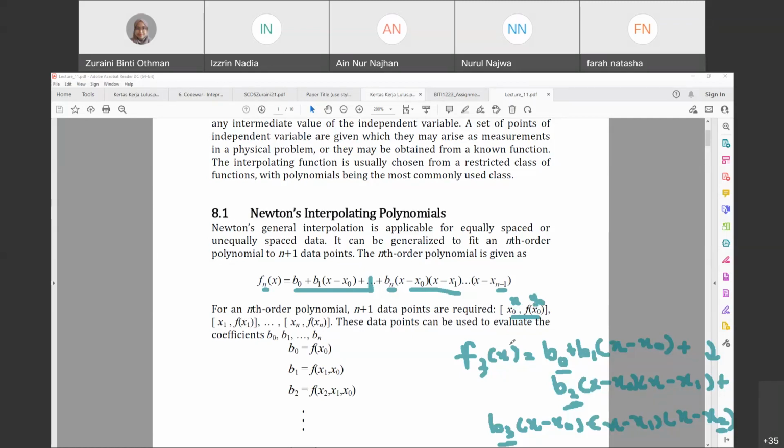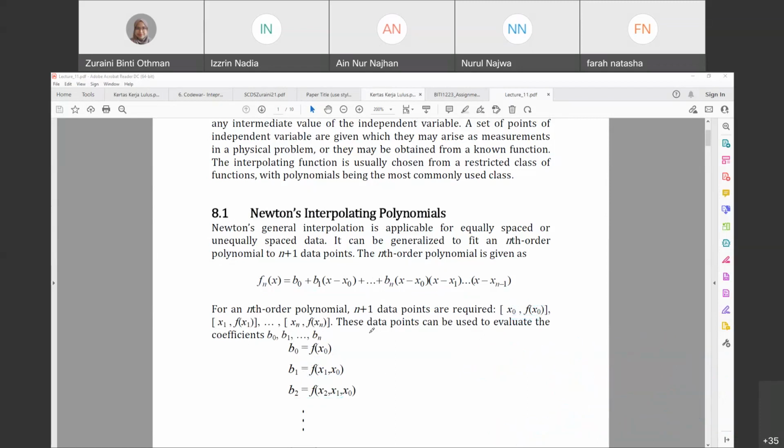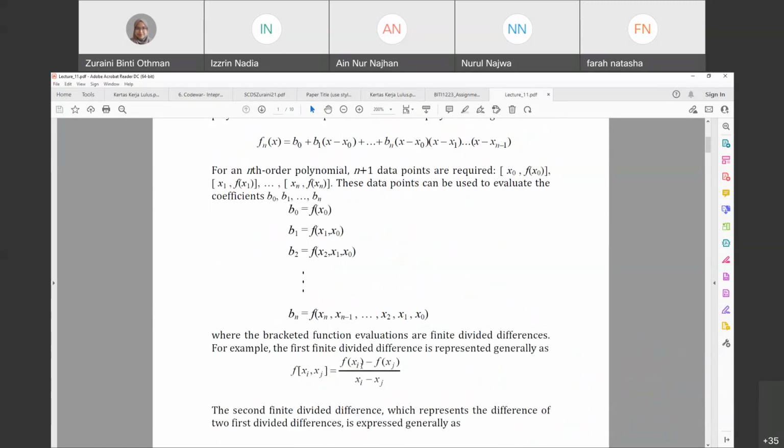Okay, this data point can be used to evaluate the coefficient ni. Apa dia benda ni? Yang ni ialah where the bracket function evaluation are finite divided difference. Finite divided difference is dia divided difference, which mean apa tu? Pembezaan kan? Pembezaan terhingga dia.